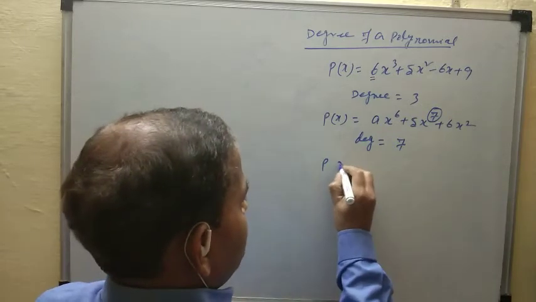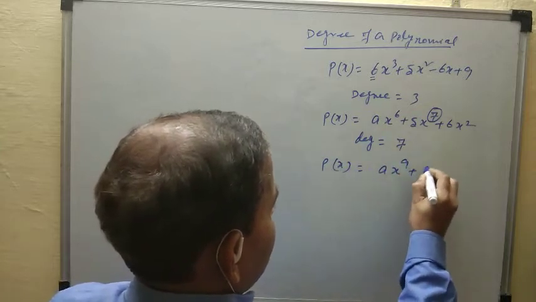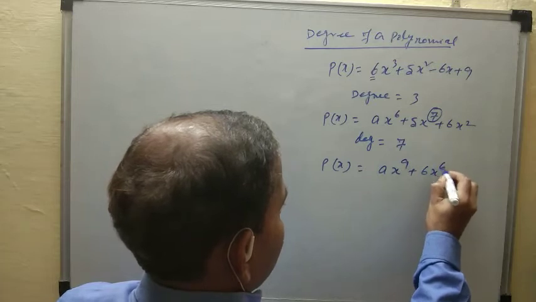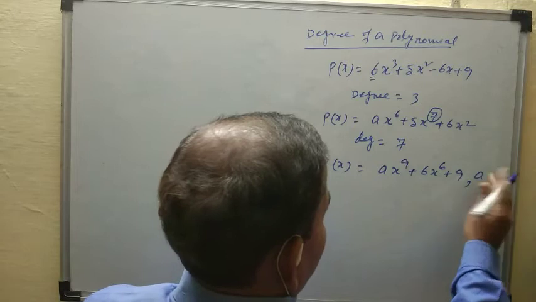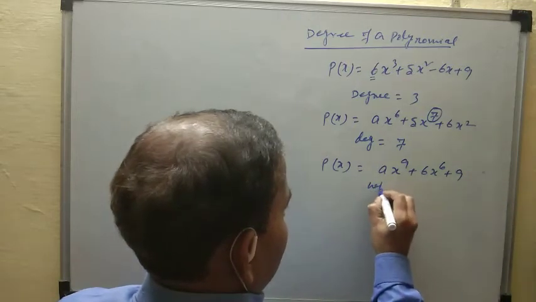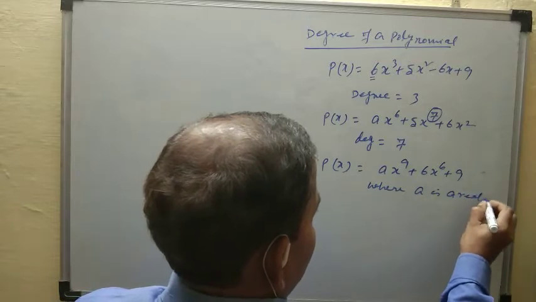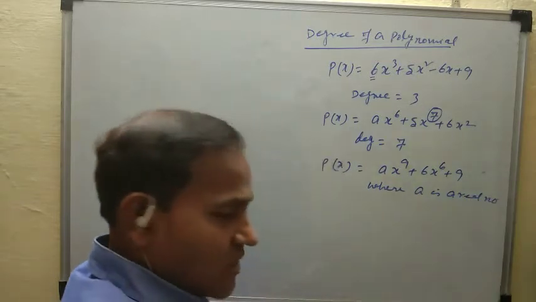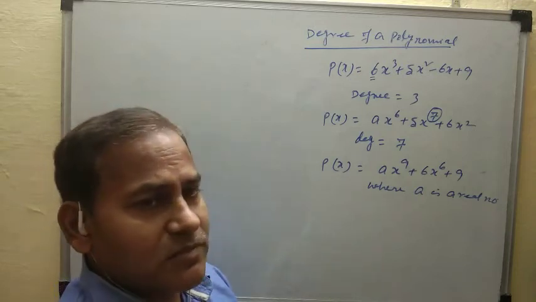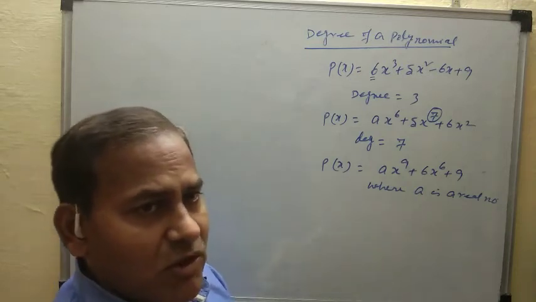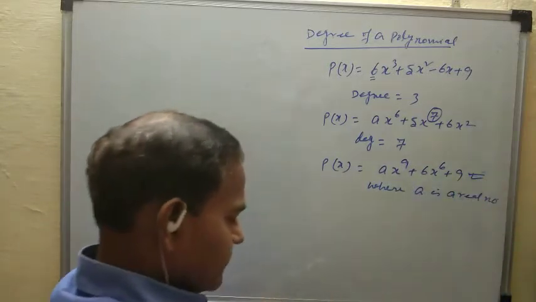Suppose, next example, p of x is equal to ax to the power 9 plus 6x to the power 6 plus 9, where a is a real number. So what is the degree of that polynomial?